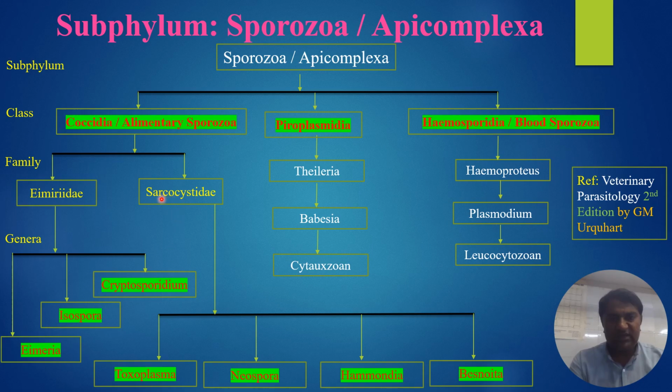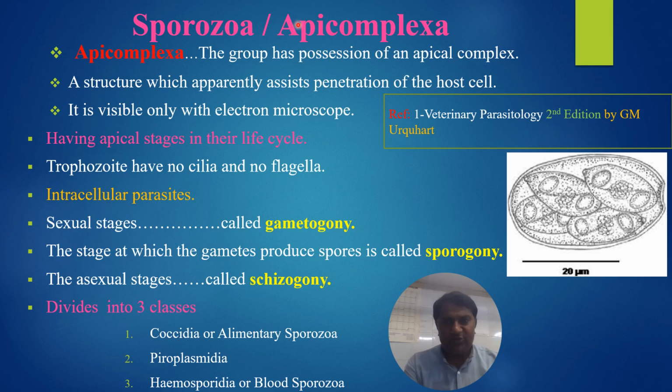The other family, Sarcocystidae, includes Toxoplasma and Neospora, Hammondia, and Besnoitia. Next is the Piroplasmidia: Theileria, Babesia, Cytauxzoon. And Hemosporidia or blood sporozoa are divided into Haemoproteus, Plasmodium, and Leucocytozoon. So the Sporozoa are Apicomplexa.